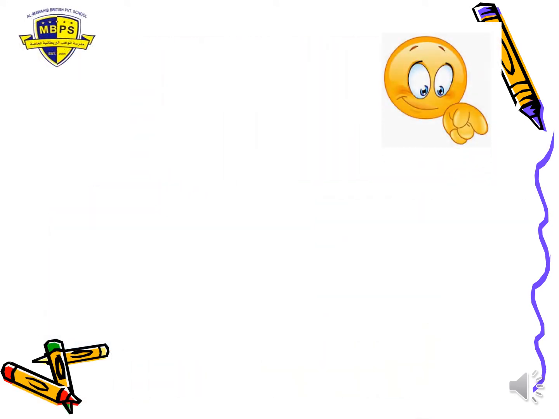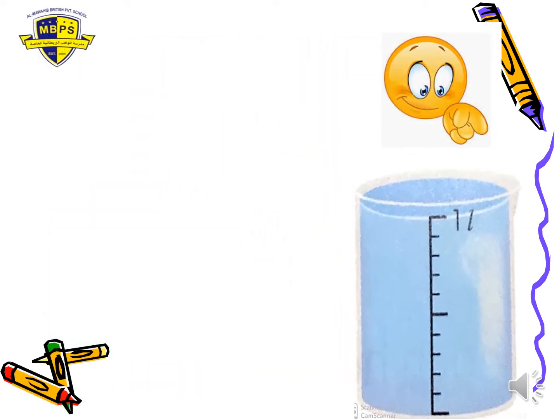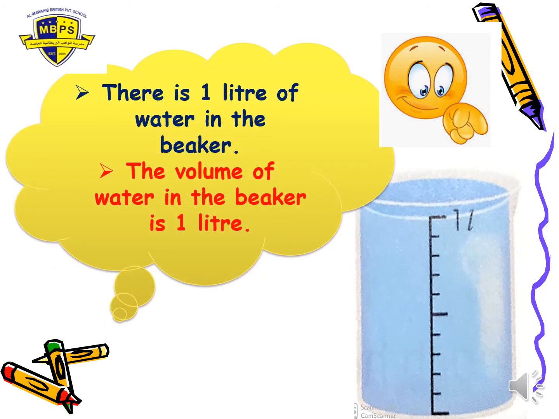Now, look at this beaker. There is 1 liter of water in the beaker. So, if I have 1 liter of water in the beaker, I can say the volume of water in the beaker is 1 liter.